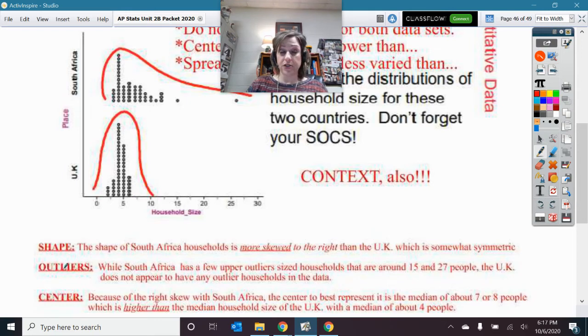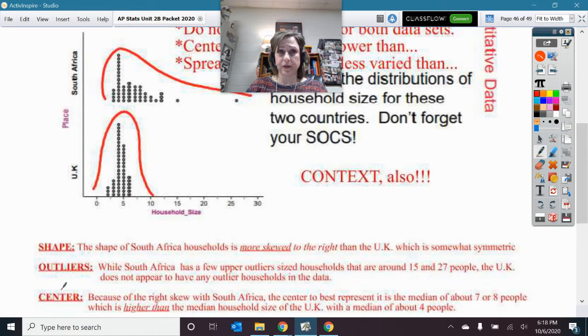All right, outliers. So I don't think I went into the math, but you've got these clusters, and then you have, of course, these two little separated ones up here. So I think it's fairly easy to say, and I'm going to identify those specific ones. Okay, so here we go. While South Africa has a few upper outlier sized households, context, that are around 15 and 27 people. Holy moly. The UK does not appear to have any outlier households in the data.